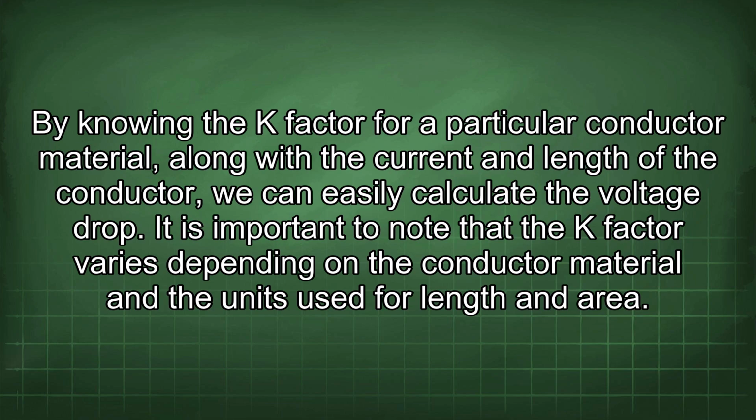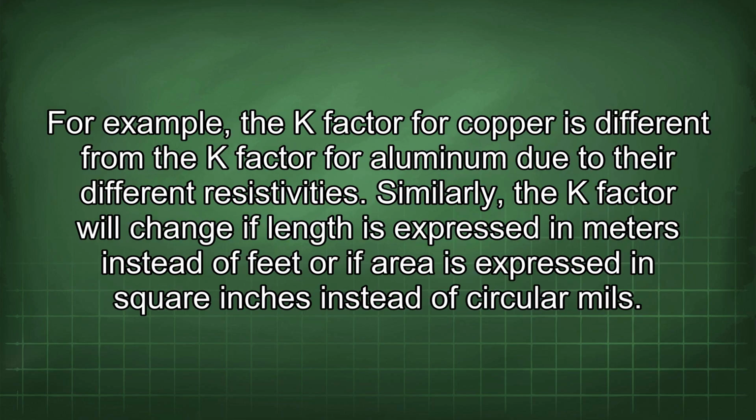It is important to note that the K-factor varies depending on the conductor material and the units used for length and area. For example, the K-factor for copper is different from the K-factor for aluminum due to their different resistivities. Similarly, the K-factor will change if length is expressed in meters instead of feet, or if area is expressed in square inches instead of circular mils.